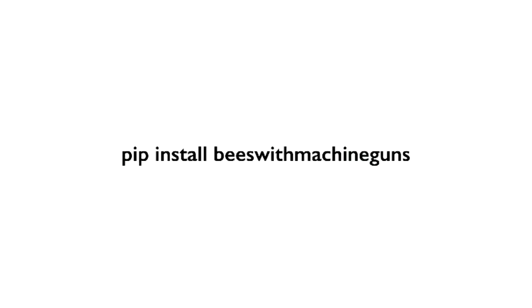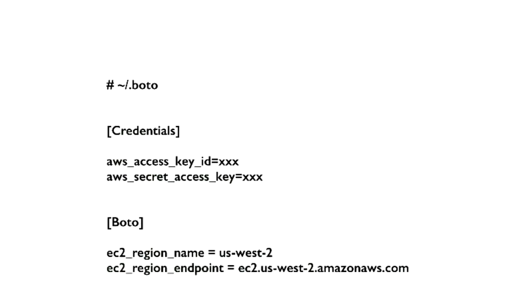So let's do that. So again, it's Python based, and it's written by the guys at the Chicago Tribune. So it's really easy to install. You can simply run pip install beeswithmachineguns, and then we can define some credentials. So in order to use this tool, you need to use Amazon Web Services. Amazon Web Services has a free tier, so you just need to sign up and insert your access key and access secret. But this is the only configuration that's required.